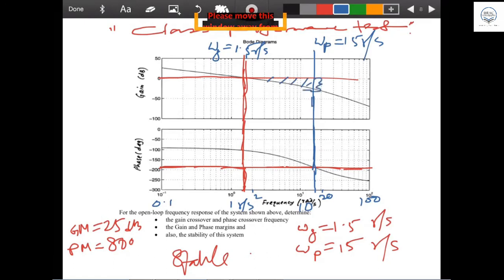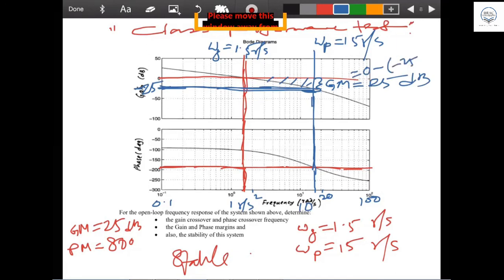And he said this is approximately, what did he say? 25. This is minus 25 dB. He is saying minus 25 dB because 50, half of that, actually he is considering half of it as the gain margin. So the gain margin he gets is 25 dB. 0 minus 20 minus 25. Okay, he had written like this: 0 minus 25. It's a plus 25 dB he got.